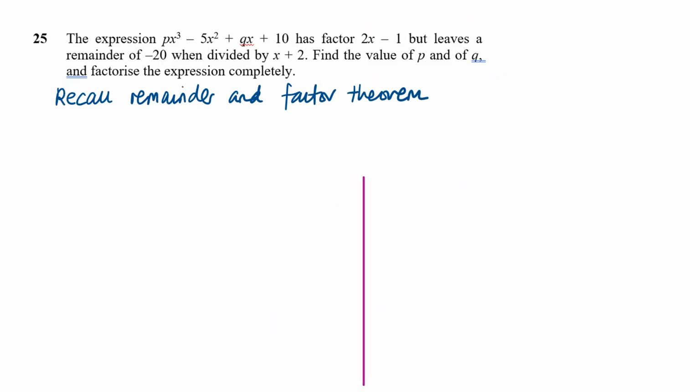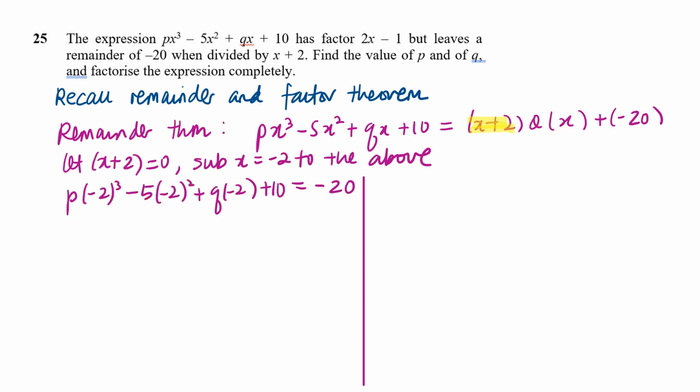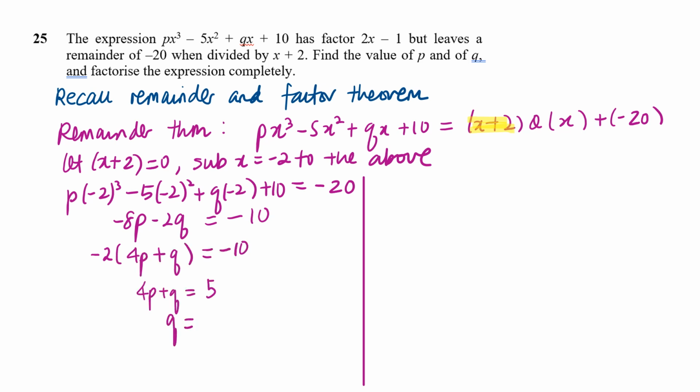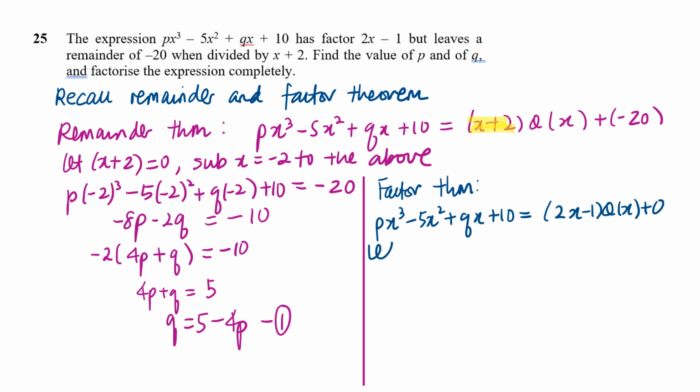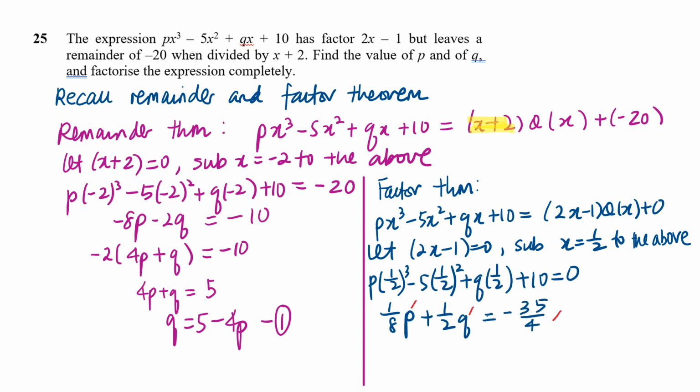Right, so in these questions here, it involves the remainder theorem, and also the factor theorem. So using the remainder theorem, we can generate the first equation. And then using the factor theorem, we can generate the second equation. Okay, where you can just solve them simultaneously. Right, we continue in the next.